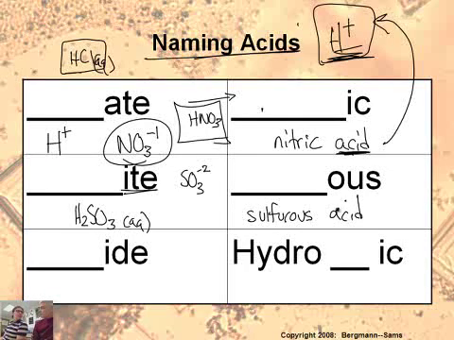Sulfurous? Yeah, sulfurous. Well, I've always called it sulfurous. Oh well, different pronunciation, I don't know. Maybe a West Coast thing. I think it's sulfurous.